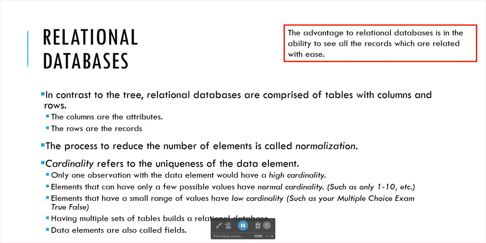In contrast to this, you have relational databases, which are comprised of tables with columns and rows. And the columns are, we're returning to our old discussion of this, the attributes, and the rows in this are the records. And so we have to have a process to reduce the number of elements that we have because it can get out of control. And so you tend to say that there is only a certain value that you can have for each one of the data elements.